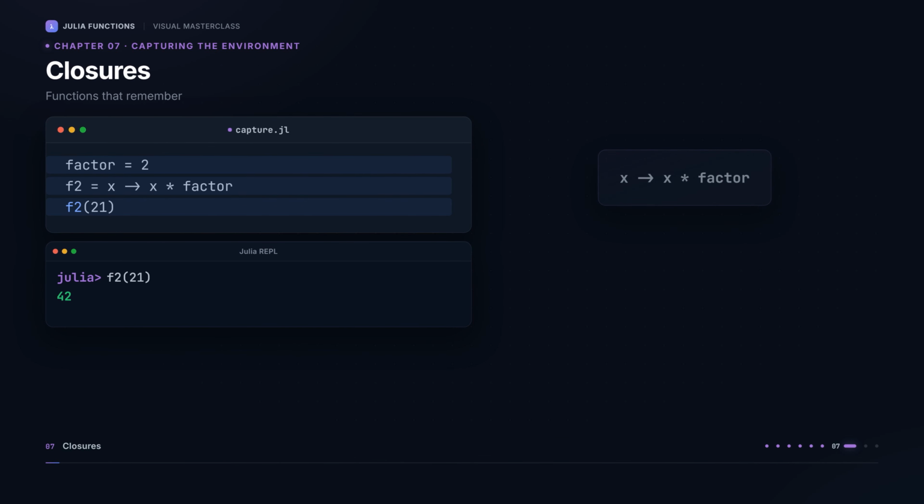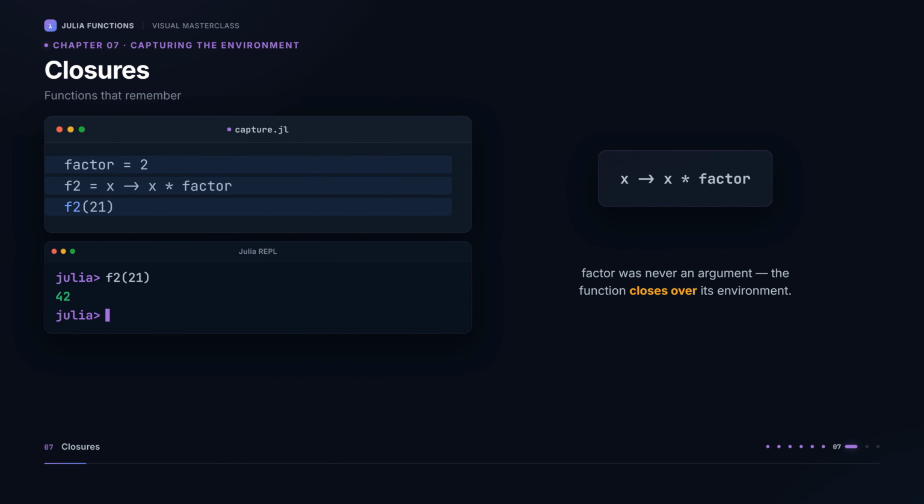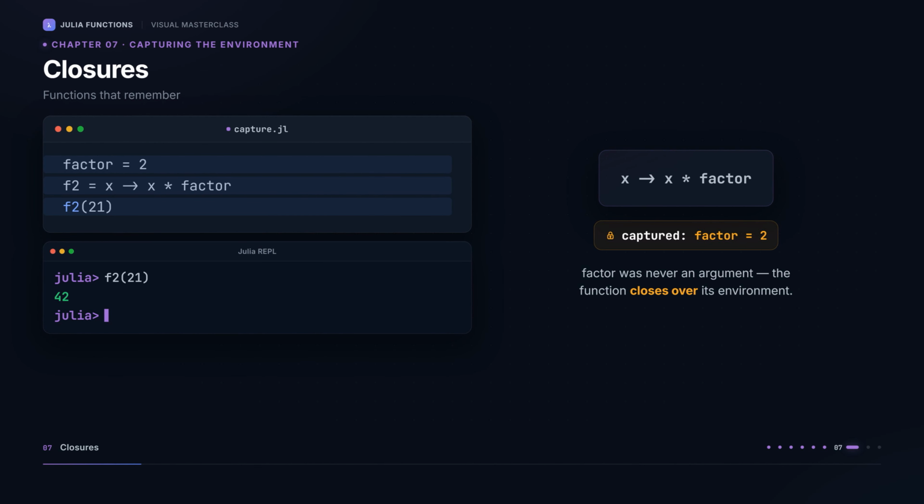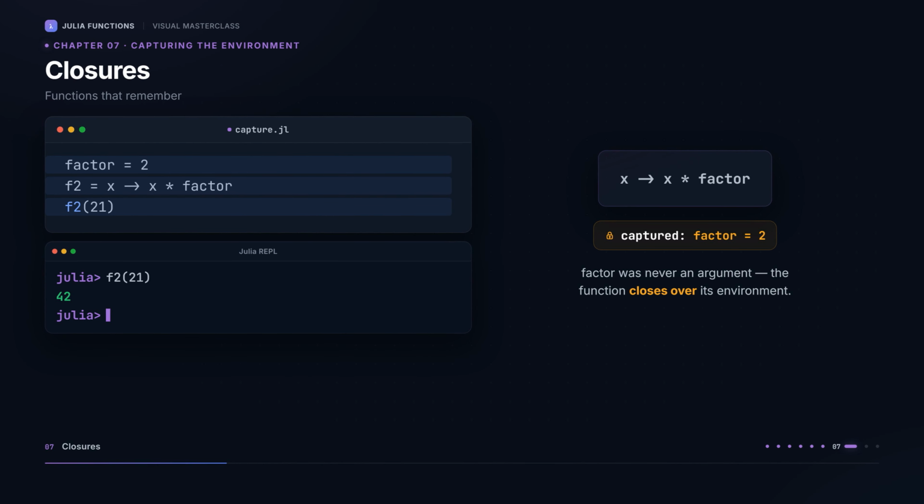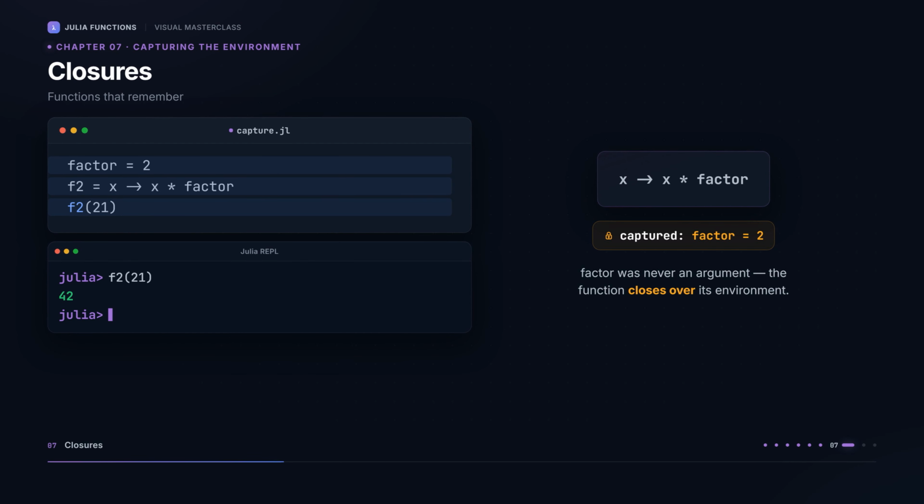Here is the part that surprises most newcomers. An anonymous function can see the world around it. Define a variable factor equal to 2. Now define an anonymous function that multiplies its input by factor. The function has captured factor. It closes over its environment. Call it with 21 and it returns 42, even though factor was never an argument.